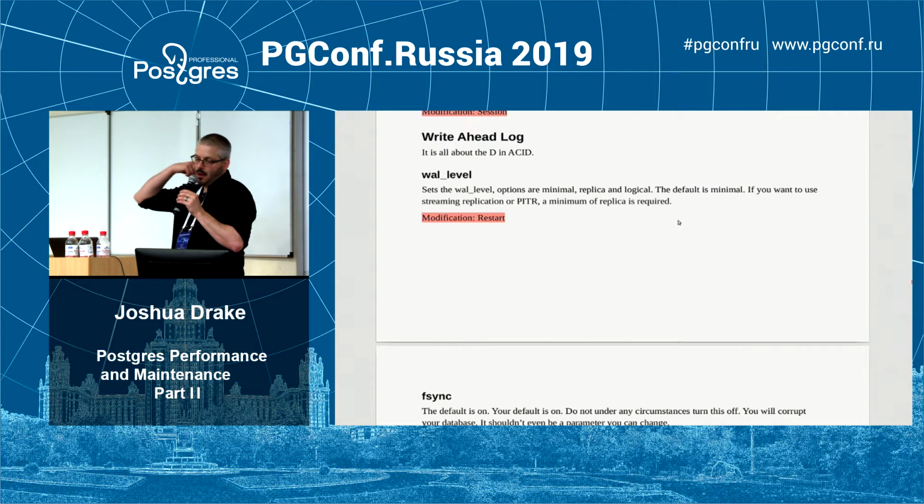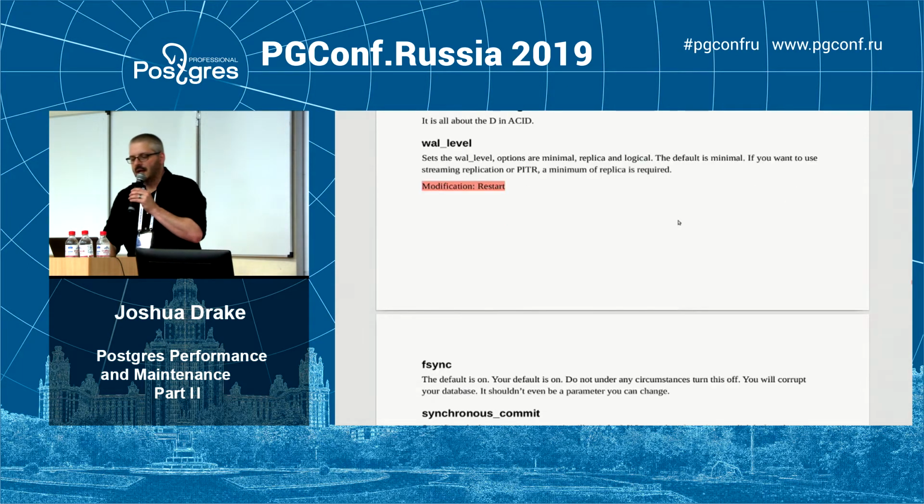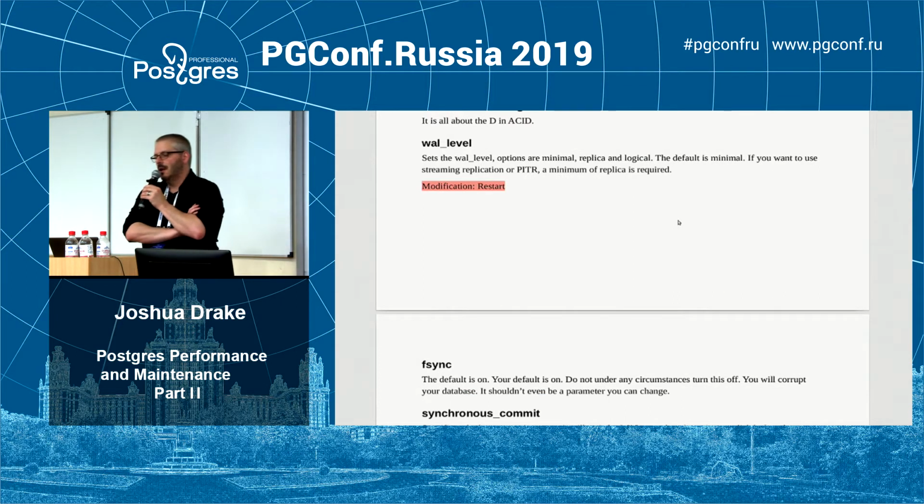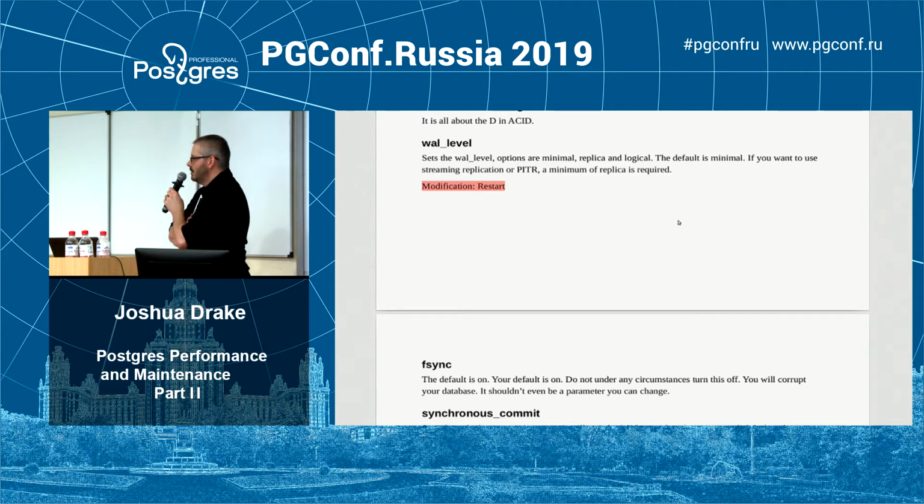Write-ahead log. It is all about the D in ACID, durability. WAL level sets the WAL level. Options are minimal, replica, and logical. The default is minimal. If you want to use streaming replication or point-in-time recovery, a minimum of replica is required. Just use logical. The rest of them just don't matter.